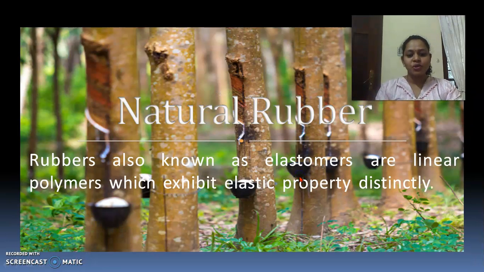So, as we all know, natural rubbers are otherwise known as elastomers. They are linear polymers and they exhibit elastic properties.